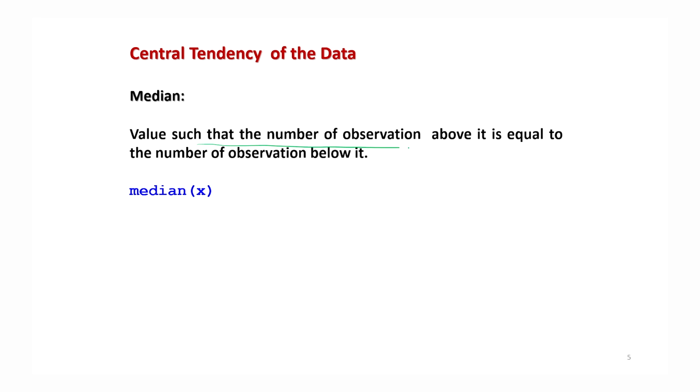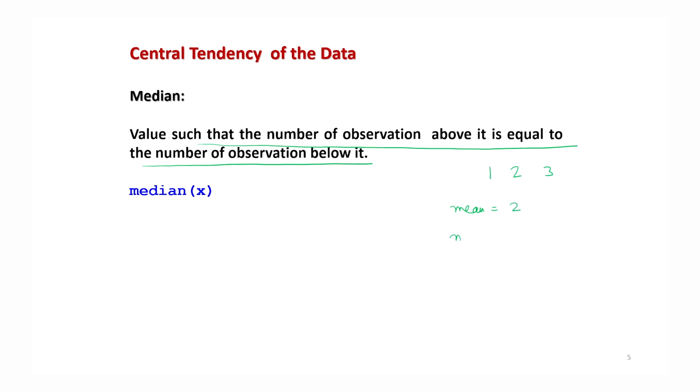such that the total number of observations above it is equal to the total number of observations below it. Well, that is the definition, but in what situations is it going to be used? Suppose I take here 3 values: 1, 2 and 3. Now, if I find their arithmetic mean, it will be 1 plus 2 plus 3, that is 6, divided by 3, which is 2.